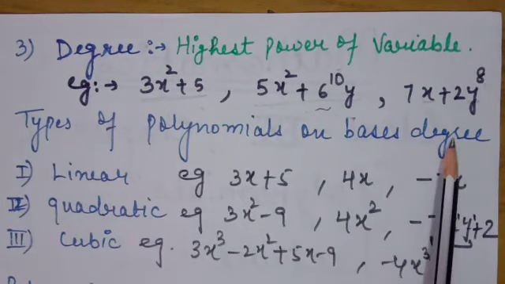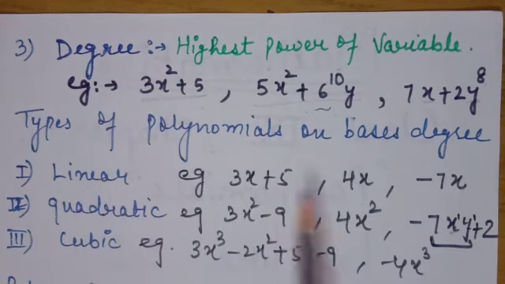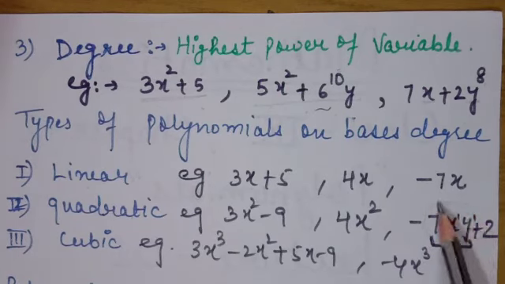Types of polynomial on the basis of degree. First is the linear polynomial, in which the degree of the polynomial is 1. Quadratic, in which the degree of the polynomial is 2. We have a different example here. If variables are present in two different parts of one term, then we have to add both powers and count that as the power of the term. So we have 2 here, 1 plus 1. So what is the degree of this expression? 2. That's why it is a quadratic polynomial.